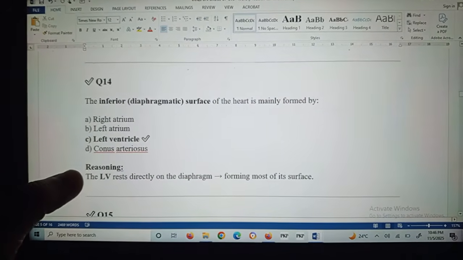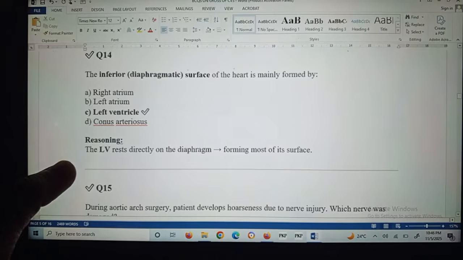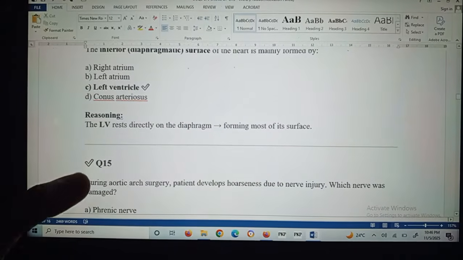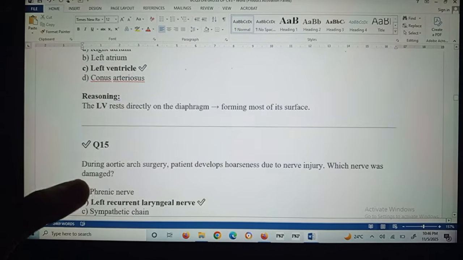Question number 14: the inferior diaphragmatic surface of the heart is mainly formed by which structure? The left ventricle, which rests directly on the diaphragm, forming most of its surface.